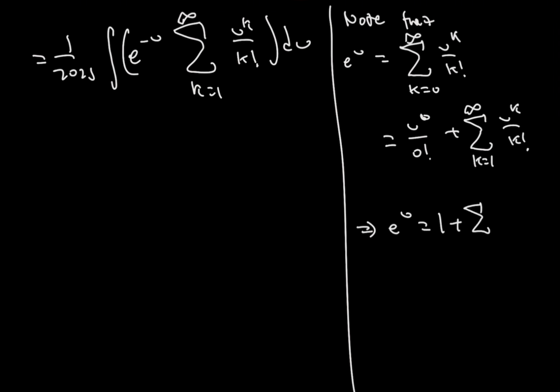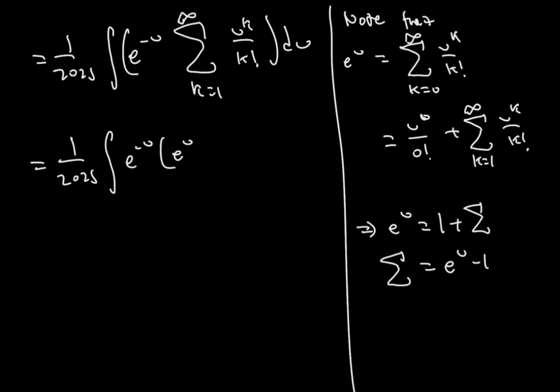And so we can rewrite the sum as e to the u minus 1. And so we can replace our sum with just e to the u minus 1. Okay, so this means that we'll have 1 over 2025 times the integral of e to the negative u times e to the u minus 1 du. Okay, so from here it's pretty easy to finish.